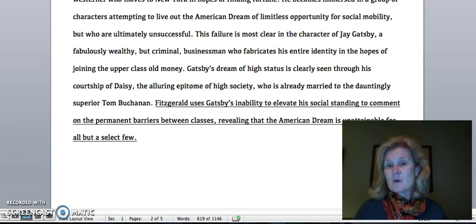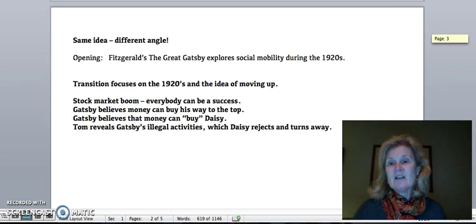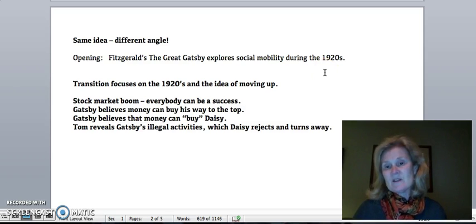Now, just quickly, I want to make sure that I can look at the exact same idea, this idea of social mobility, but there was a second piece of writing that approached it from a different way. The textual evidence that the second author used had more to do with the setting of the story and dealt a lot with Gatsby versus Tom's mansion and the displays of wealth.